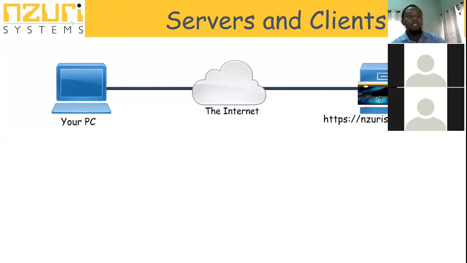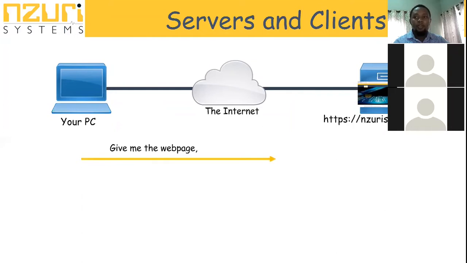If we look at this scenario here, which is the way most of us would understand this client server thing, most of the time you have your PC and you're browsing the web, right? So if you go to a website like nzurisystems.com, it is hosted on a server somewhere. So your PC tries to access that particular website from over the internet, right? We'll look at the internet later on. It's an entire network on its own. It's quite complicated.